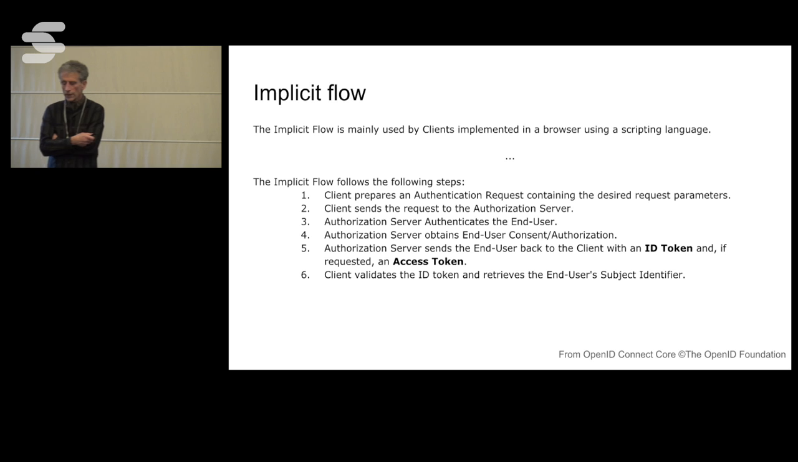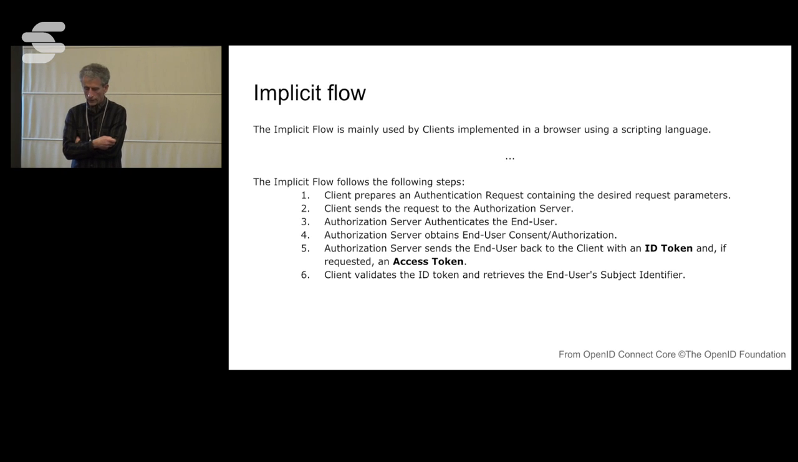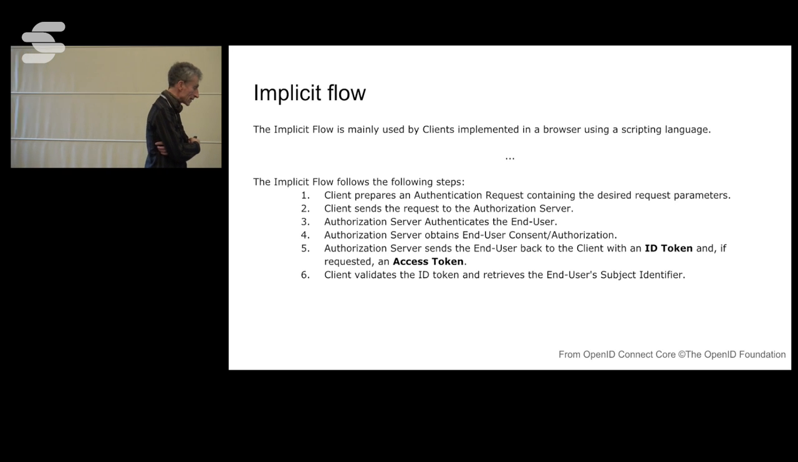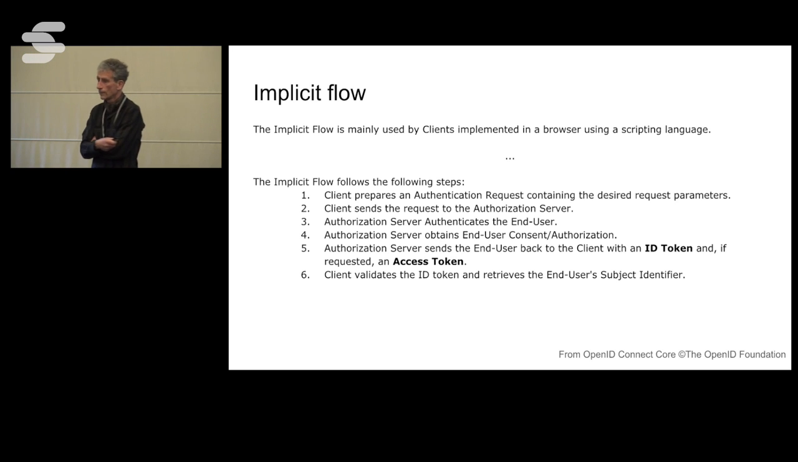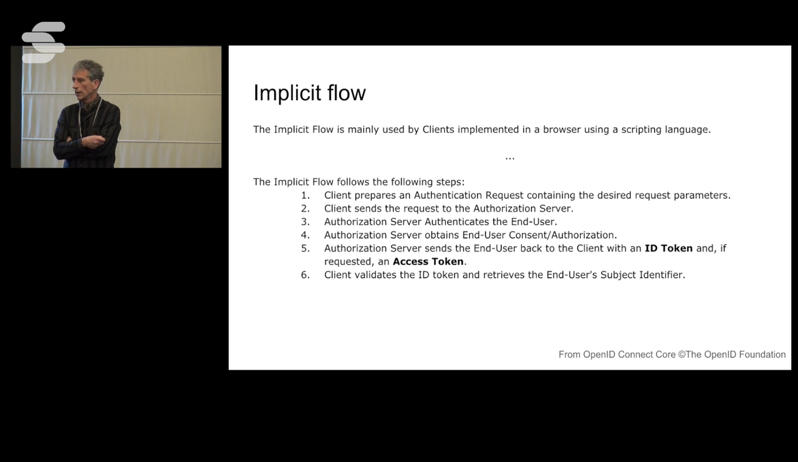I think that indeed you need a number of mitigating factors if you do use the implicit flow. So, for example, I would recommend not to use refresh tokens. I would recommend to only use access tokens once. So basically, you don't have to store them. But I think if you do that, then it can be a very reasonable choice.